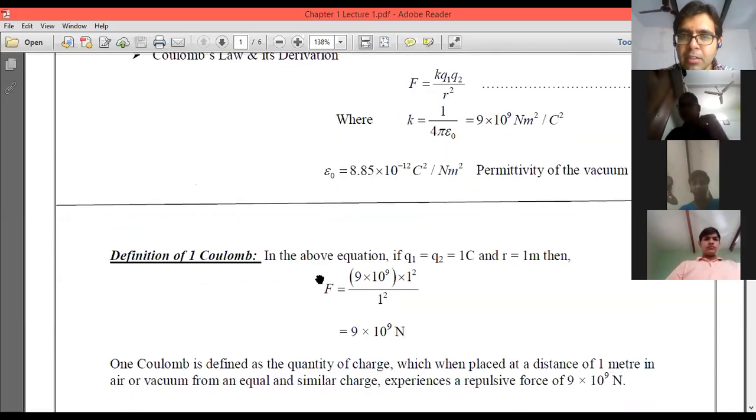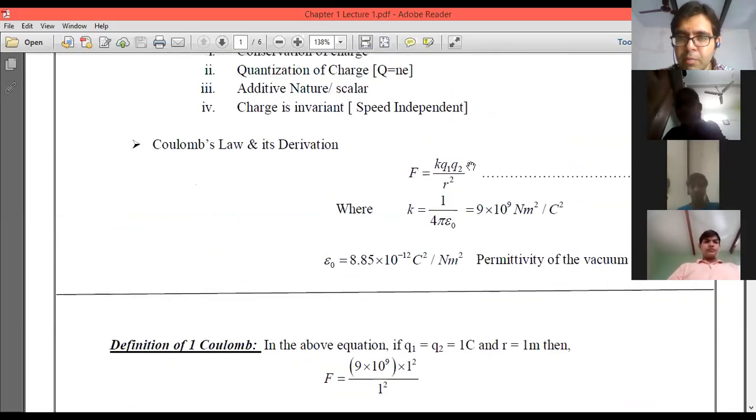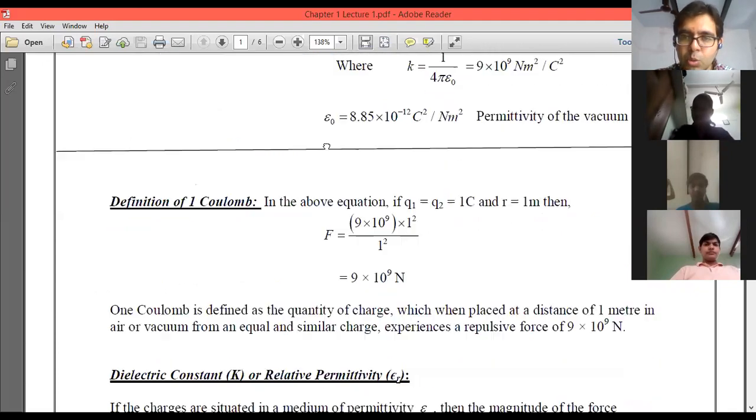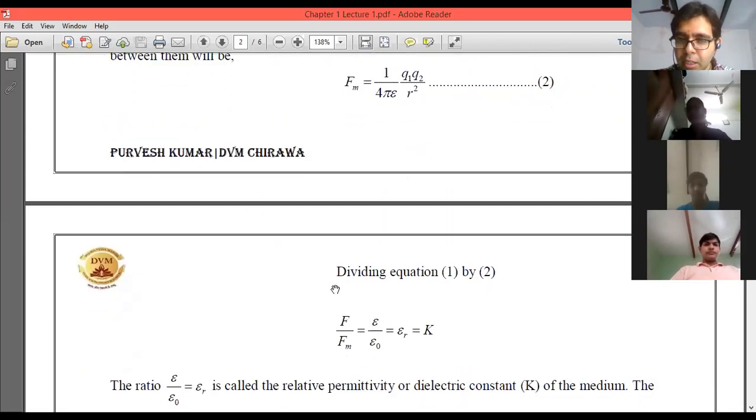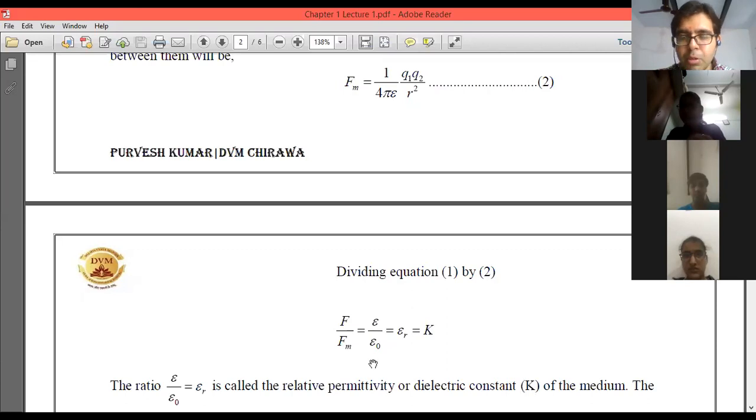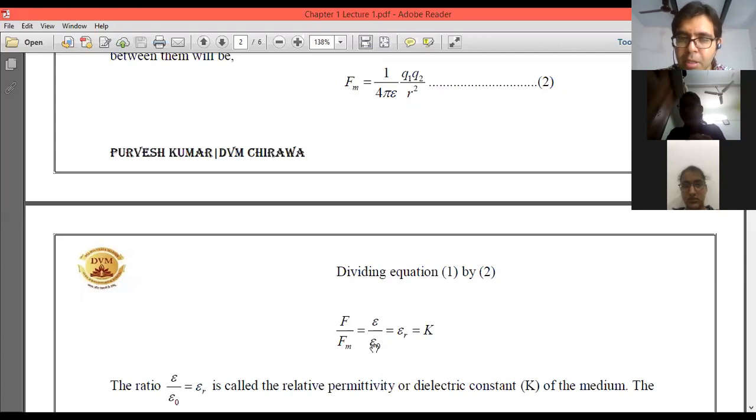Now, when we divide equation number 1, F = K Q1 Q2 / r² for charges placed in vacuum, by equation number 2, for charges placed in a medium, we get F / Fm, the force between the charges in vacuum to the force between them in a medium, equal to ε / ε₀, where ε is the permittivity of the medium and ε₀ is the permittivity of vacuum. This ratio is known as relative permittivity. It is also known as the dielectric constant of the medium.